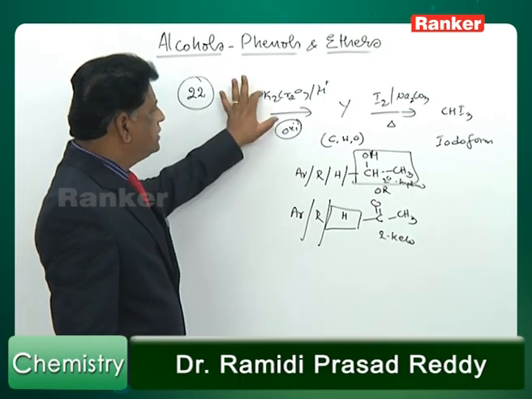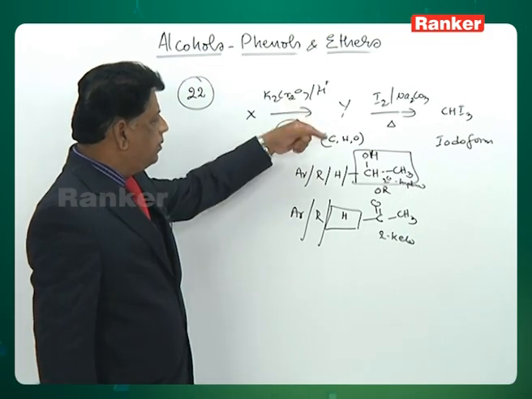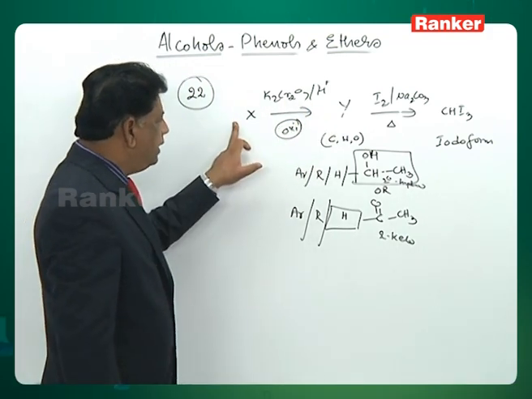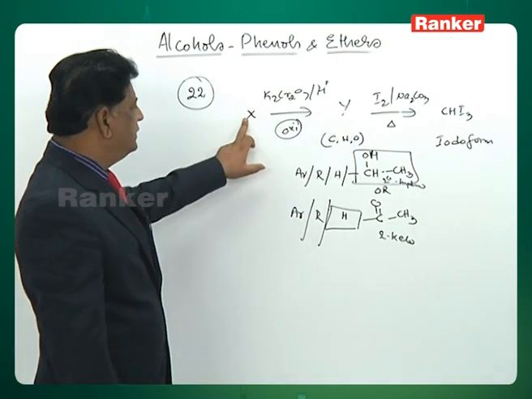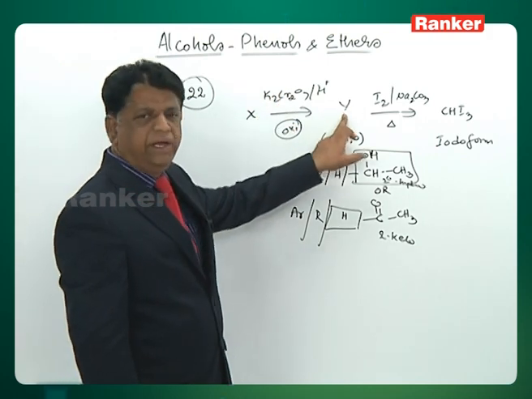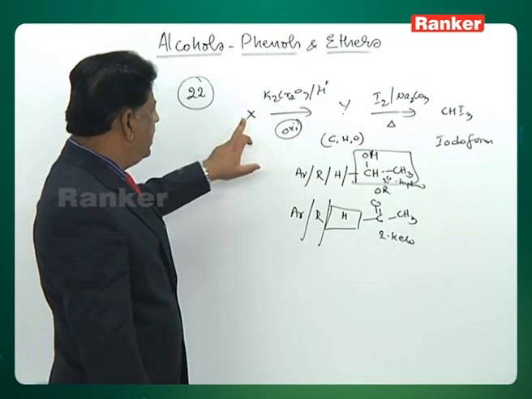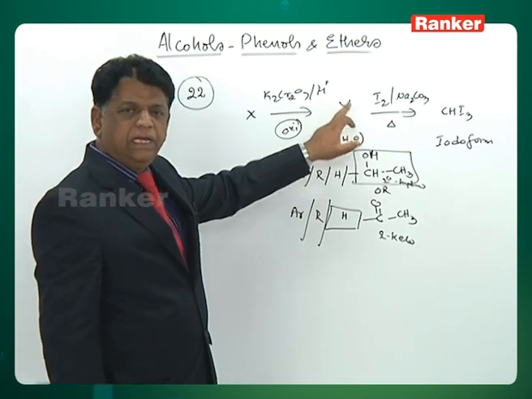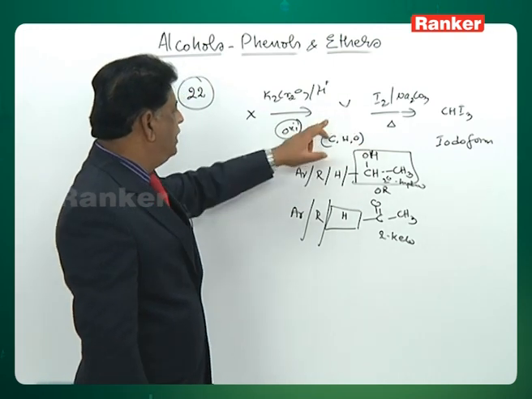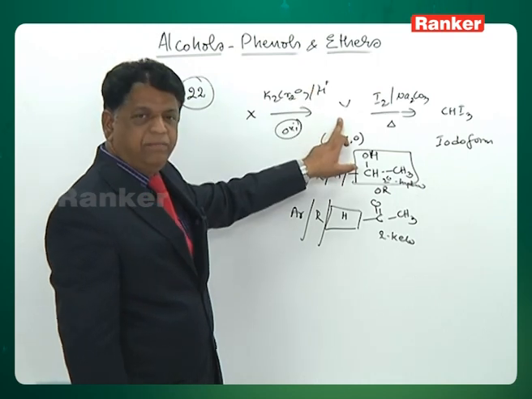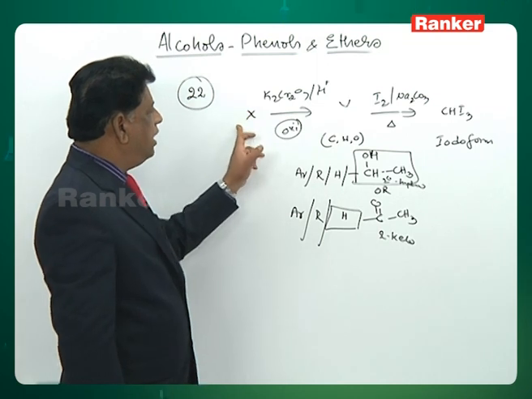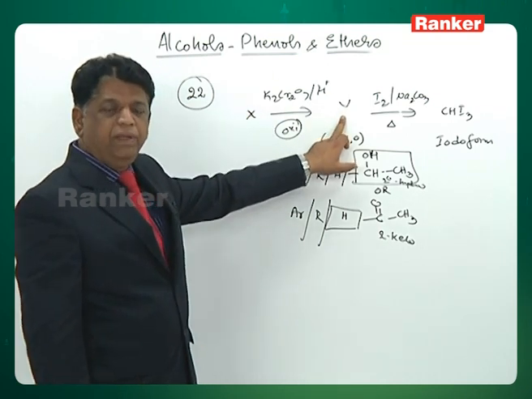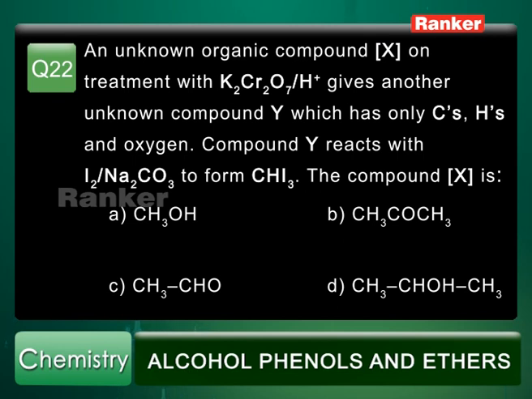He says X on oxidation gives Y. So, that oxidized product cannot be an alcohol. This must be an alcohol, and this must be a carbonyl compound. So, let us see A. A is methanol, let us say. Methanol on oxidation gives formaldehyde, which will not give the haloform reaction. Acetone again gives haloform, but acetone formed on oxidation is not possible here. Acetaldehyde also gives the iodoform reaction, but acetaldehyde formed on oxidation means X must be ethyl alcohol, which is not there. So, the last answer is isopropyl alcohol.